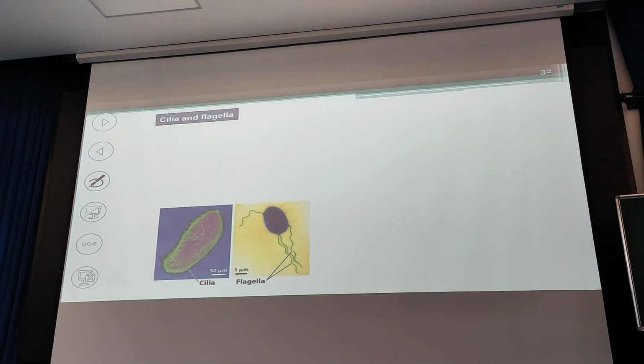We move to another part of the cells. Some cells have parts called cilia and flagella.